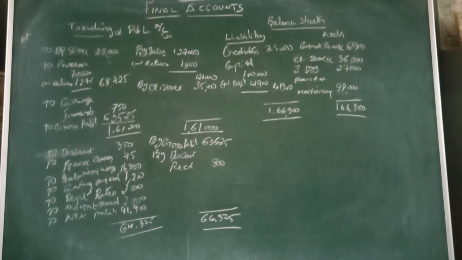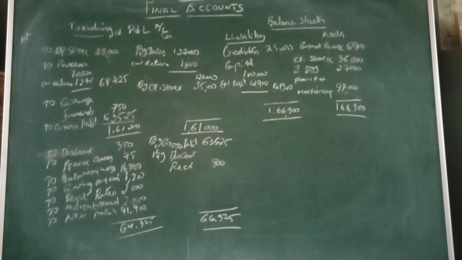Okay, then another one, carriage inwards, carriage outwards. What are carriage inward and carriage outward? See here, we are given a carriage inward. Okay, what is the meaning of carriage inward and carriage outwards? Carriage inward goes to the trading account. Carriage outwards goes to the P&L account. What is that?